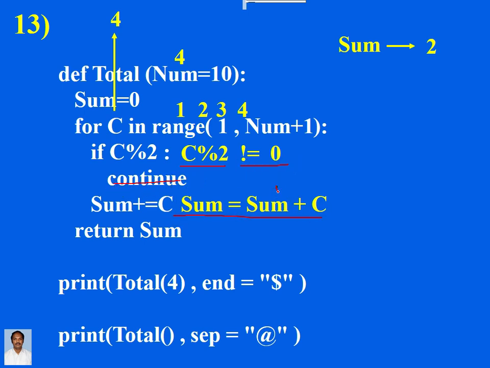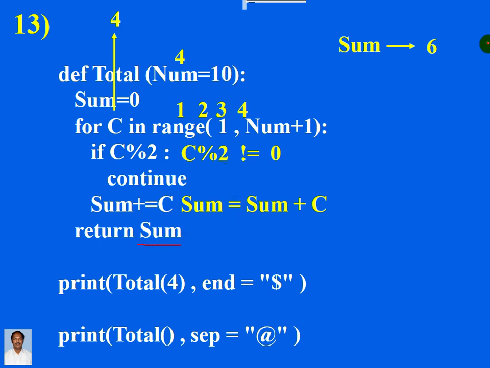Control will come here. Variable sum contains 2. Variable C contains 4. So 2 plus 4 is 6, that will appear in variable sum. So variable sum contains 6. There are no more integers in the range. You will exit from the for loop. So you can see what this for loop does is it calculates the sum of even numbers in the range, 2 plus 4, 6, that comes here.